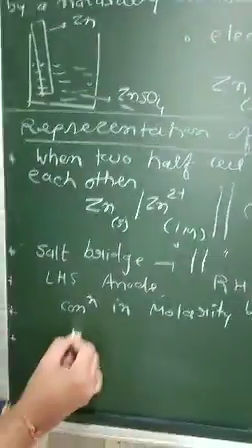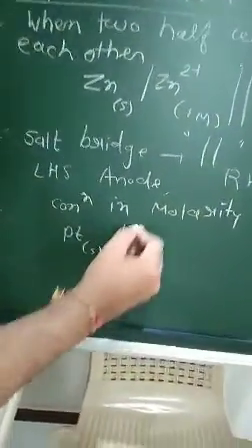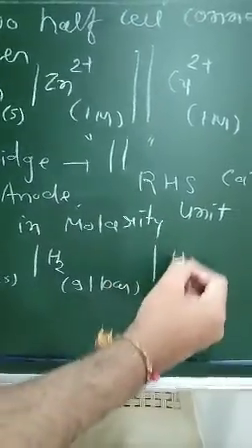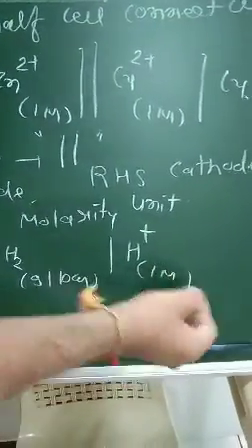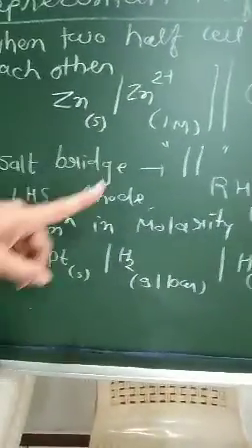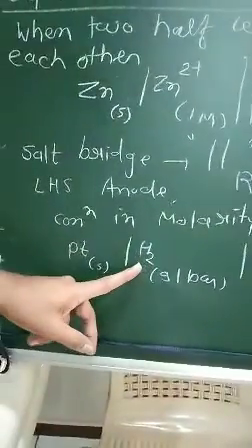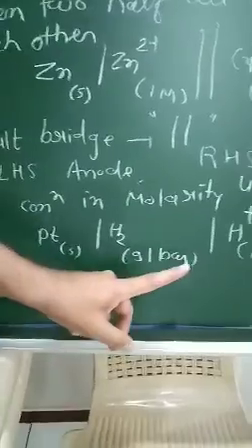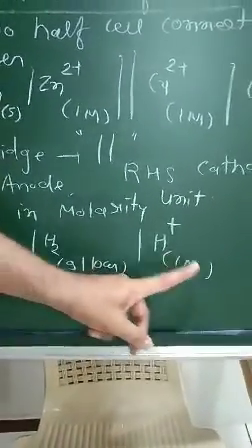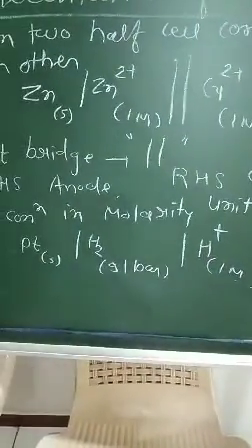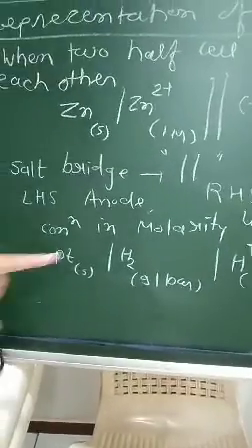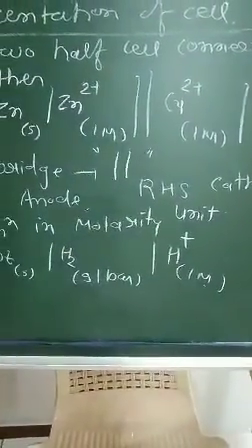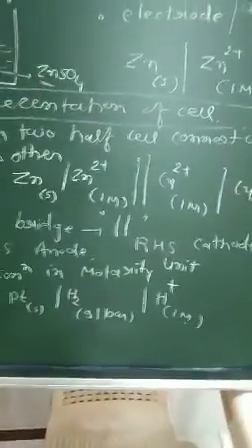If we are using a gas electrode, just see, then this is an inert electrode, platinum, then again a vertical line, then the gas that we will pass. If we are passing hydrogen, then hydrogen gas 1 bar, again a line, H plus concentration. So if we are using a gas electrode, then we will represent the cell this way: Pt, H2 gas and H+ in 1 molar. So it is a very simple concept, representation of a cell.